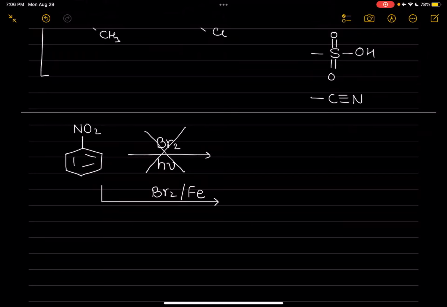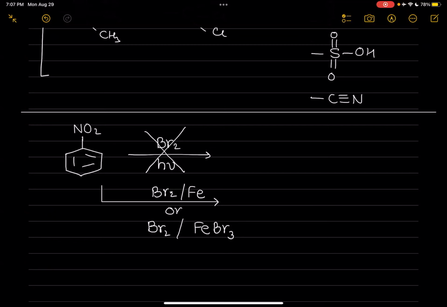Or you can just simply write Br2 and Fe, because that Br2 and Fe will automatically react, and that will also give you FeBr3. You need to take some more extra Br2. So actually FeCl3 also you can take, but because we are doing bromination, it is better to have only Br everywhere. Okay. So FeBr3. Both are one and the same thing.